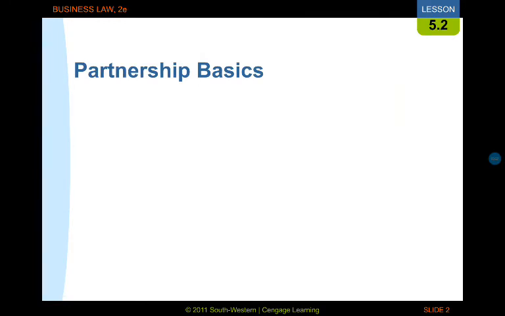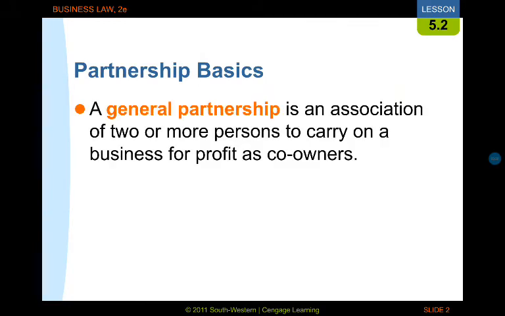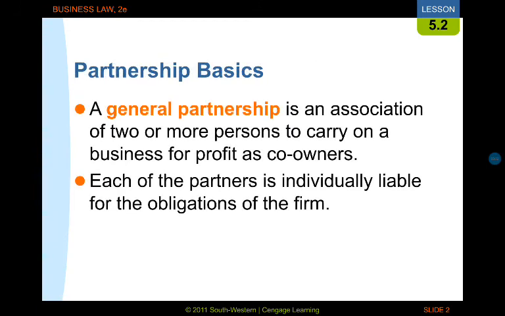All right, here's some of the basics as they relate to partnerships. Partnership basics are: a general partnership is an association of two or more persons to carry on a business for profit as co-owners. So again, two or more people carrying on a business for profit as co-owners. Each of the partners is individually liable for the obligations of the firm. So each one holds liability.